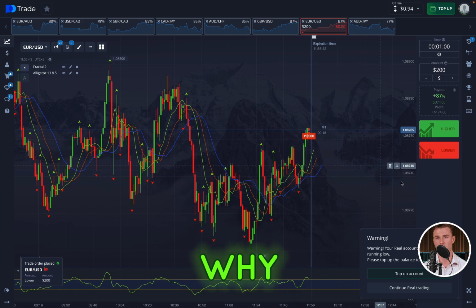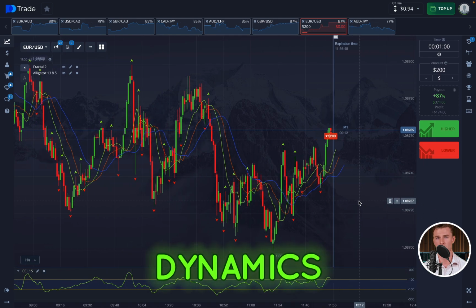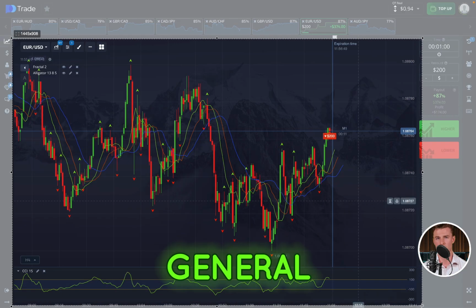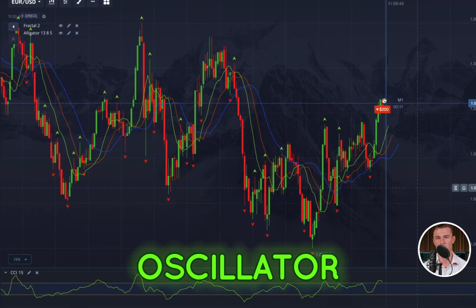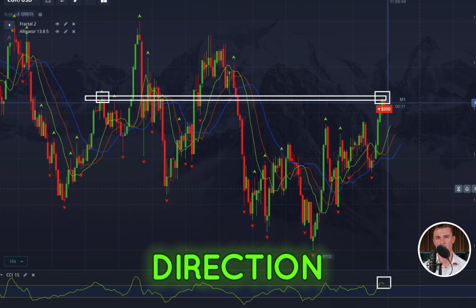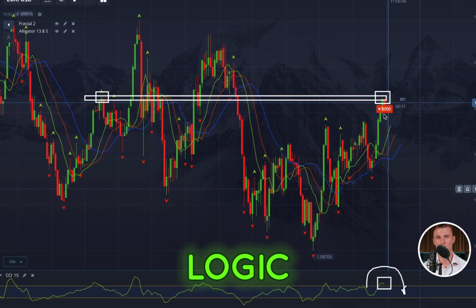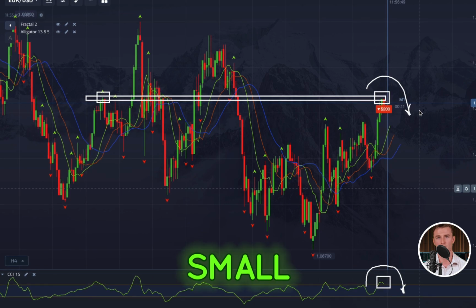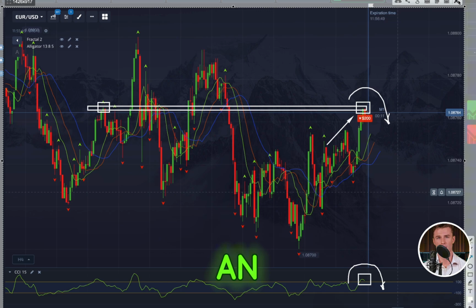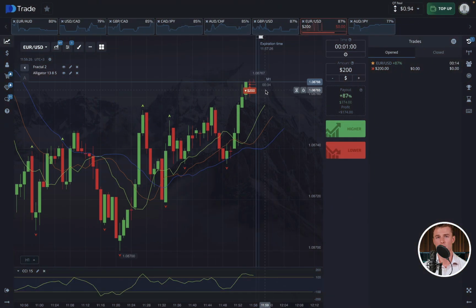And right here, why not open a trade against the direction of the downtrend dynamics? I have a relatively good touch point. In general, also the moving line on the oscillator I have in the overbought area, I open a deal against the direction of the moving lines of the alligator. According to my logic, I think that a small pullback should be present here. There should also be an update of the local maximum. Let's see the result.